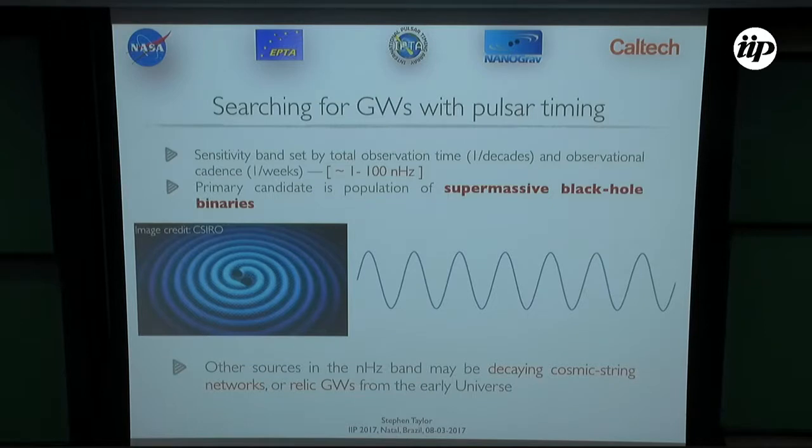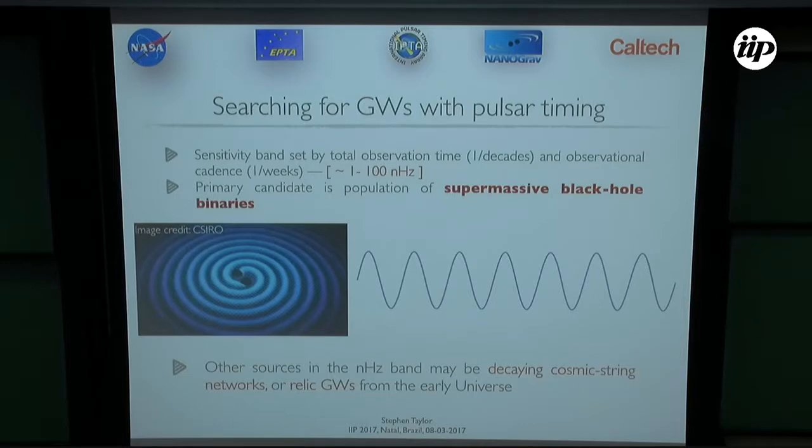There are other types of sources in the nanohertz band that are on theoretically less sure footing than supermassive black hole binaries. These are decaying cosmic string networks. If you're unfamiliar with cosmic strings, then you're in the majority, because I'm not sure that many people know what cosmic strings are or can explain them well. But if you imagine ice and you get these cracks appearing as it melts, then you get a kind of cartoon picture of what cosmic strings are. They're topological defects in the universe, in space-time, as the universe goes through a phase transition.